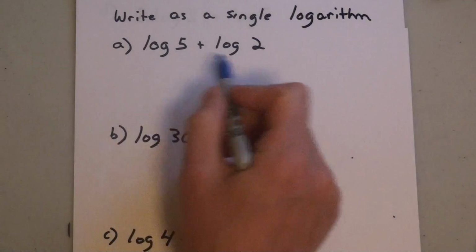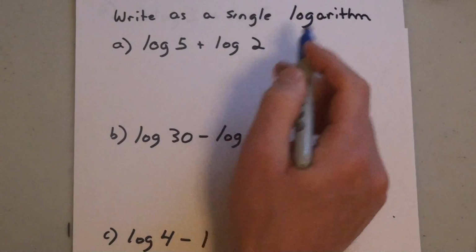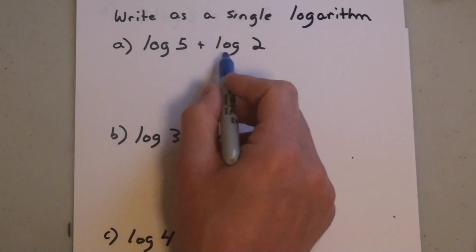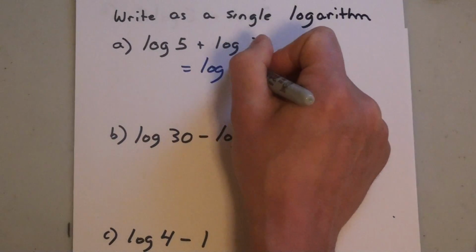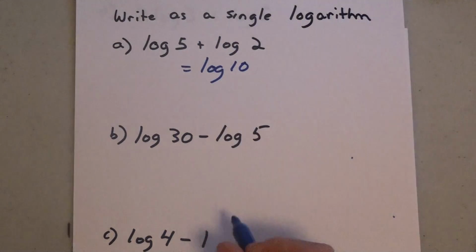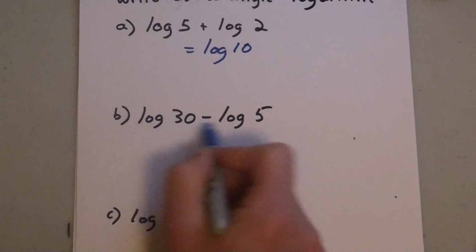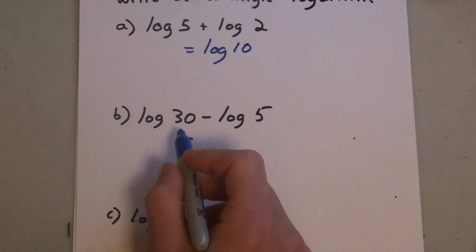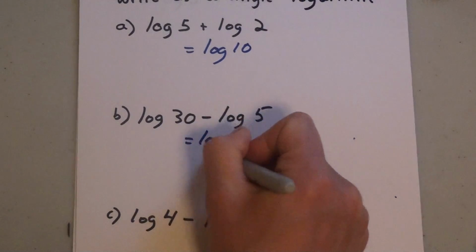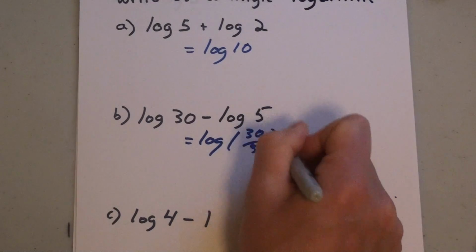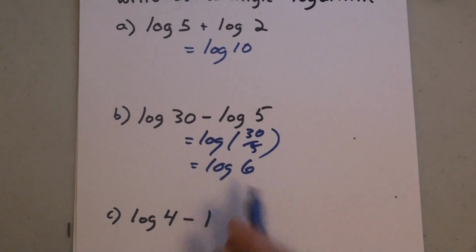The first one is write as a single logarithm. When you have one logarithm, log 5 plus log 2, okay? This comes from the first logarithm rule, where adding means you're multiplying, and I can write this as one single logarithm, log 10, okay? The second one, where I'm subtracting, again, you have two logarithms. I want to write it as one logarithm, a single logarithm. This comes from the second rule. Subtracting means you're dividing. So it's going to be log of 30 divided by 5, which is log 6. Okay, two logarithms became one logarithm.